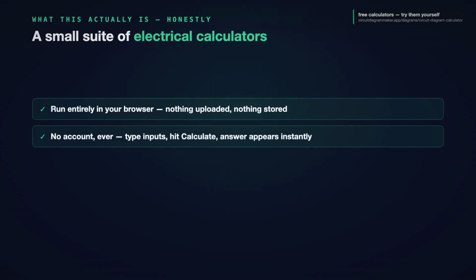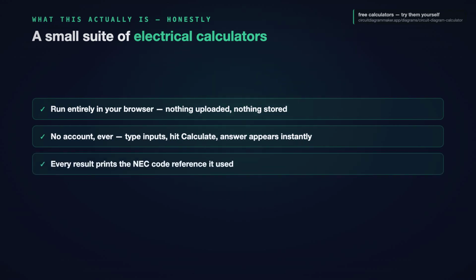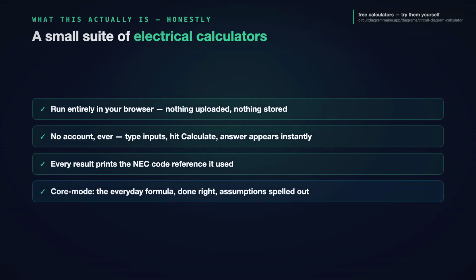You type inputs, hit calculate, and the answer appears instantly with the NEC code reference it's based on printed right next to it. They are core mode calculators, the everyday formula done correctly with the assumptions spelled out. The advanced knobs, derating, power factor, demand factors sit behind the paid plan. I'll be straight about that when we get there. But for the common jobs, the free tier gives you a real cited number. There are 5 of them.